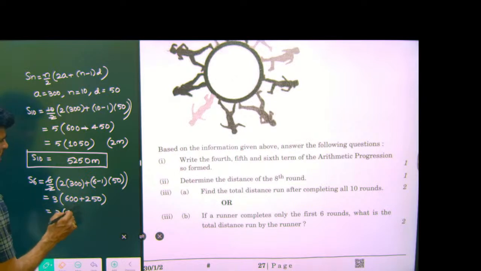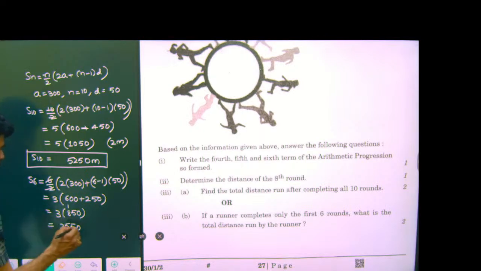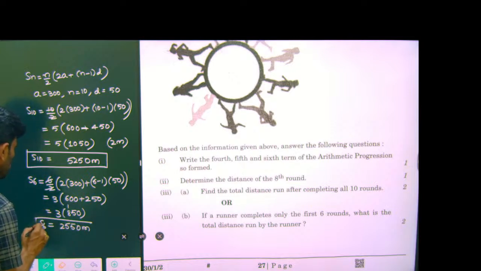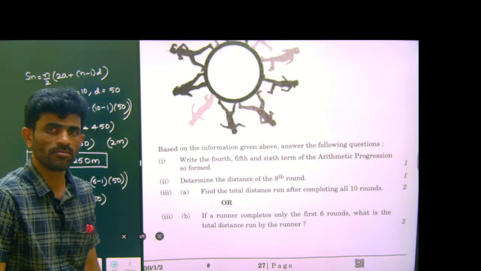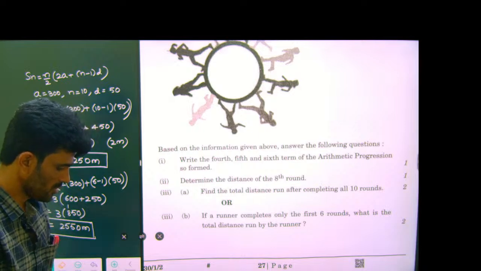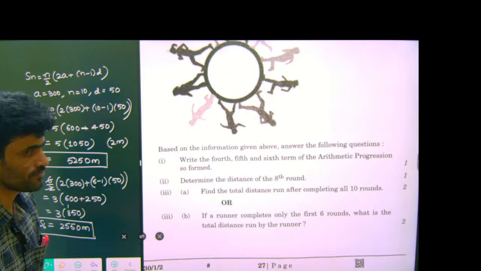So what is it? 3 into 850. So 3 into 850 is 0. 3 5 is 15, 24 1 25. So what is it? 2550 meters. After 6 rounds, he runs 2550 meters. Hope you have done this case study also correctly.